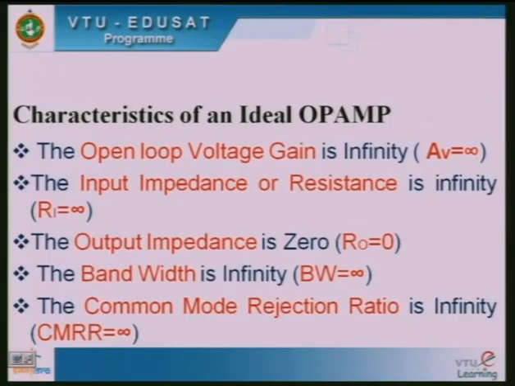Then the next characteristic is that the input impedance or resistance is infinity. We do not know the infinity values; we can say infinity is nothing but a very large value. Then the output impedance is 0, the bandwidth is infinity, and the common mode rejection ratio is infinity. We will consider all these points in the next session, and I think the time is getting over.